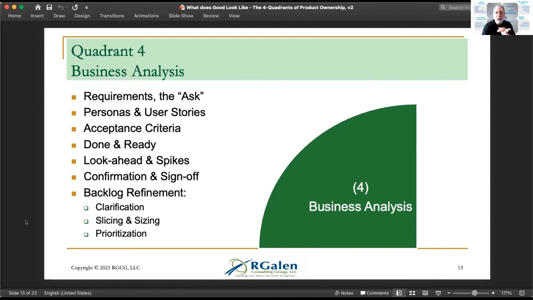But requirements, the ask. That could be traditional requirements, that could be agile requirements, whatever. Personas, and user stories. This is the land of user stories. This is the land of acceptance criteria. This is the land of doneness and readiness, if you're familiar with those terms, right? So definition of done, definition of ready. This is the land where we're thinking about spiking. So this is an extension of the backlog. This relates a lot to the project management quadrant. Confirmation and sign off.